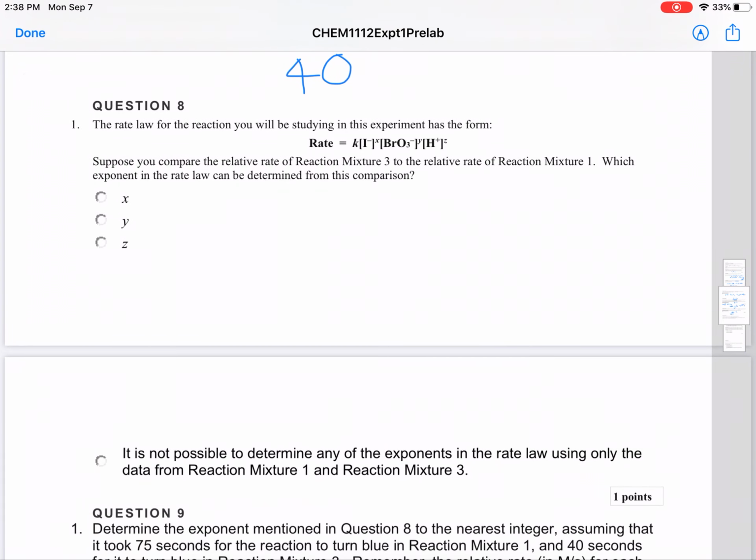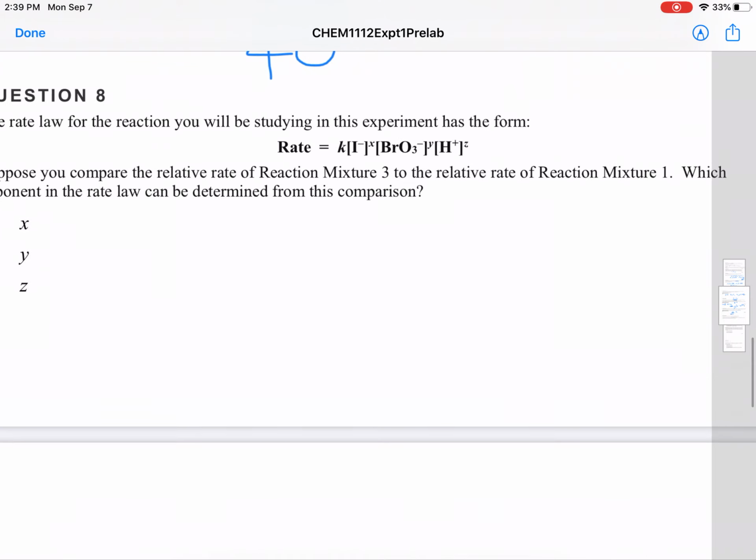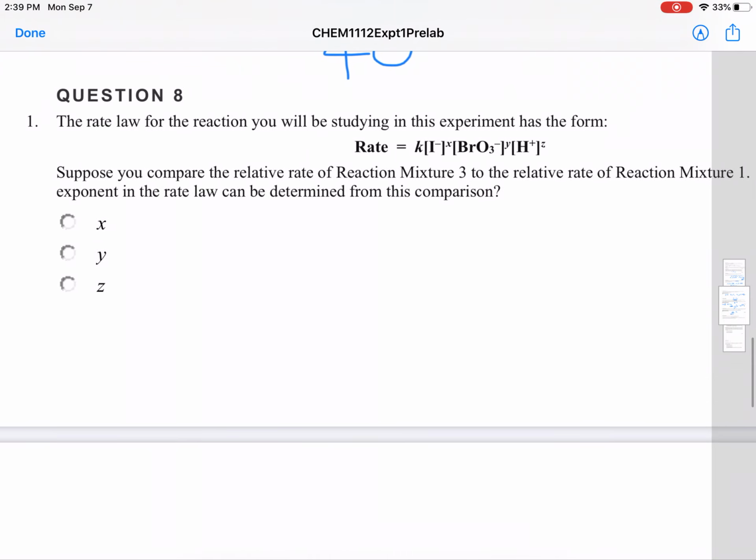The rate law for the reaction you will be studying in this experiment has the form rate = k[I-]^x[BrO3-]^y[H+]^z, where k is the rate constant. Instead of m, n and p as we have in our handout or our textbook, here we have x, y, z.